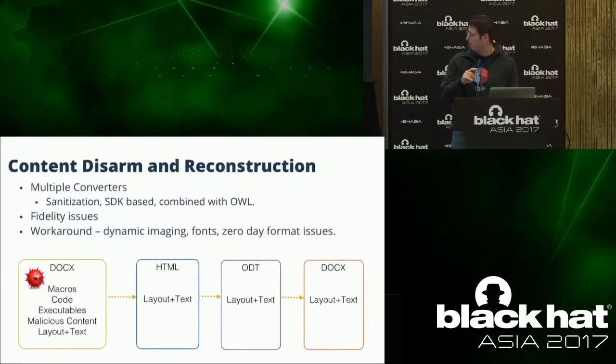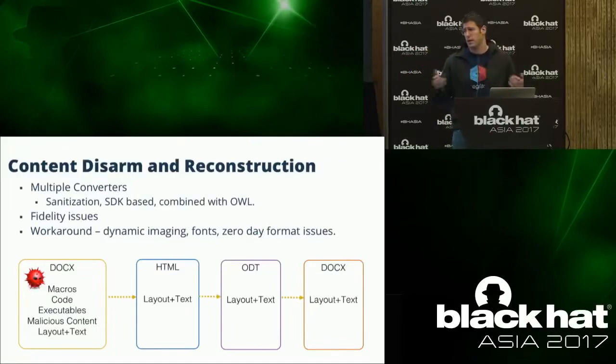So that's a good example for CDRs. What happens here is we've got this malicious *x document, docx in this example. It has macros, it has opcodes, it has executable content, all kinds of malicious content, fonts, right, layout and text. And what we can do is convert the document into an intermediate file format. An example would be OpenOffice or HTML, or we can jump a few formats, right, and then end up again with just the layout and the text in the docx file, right?